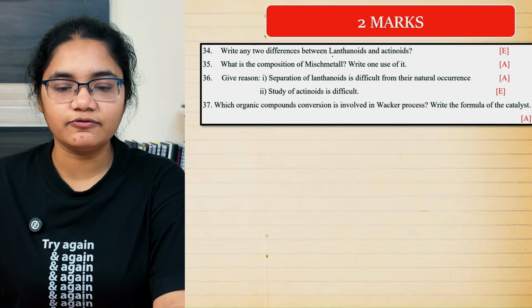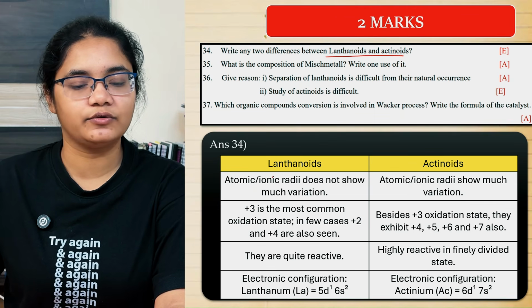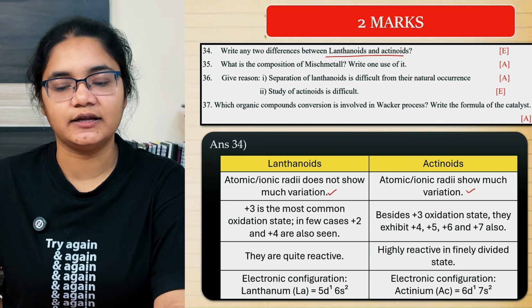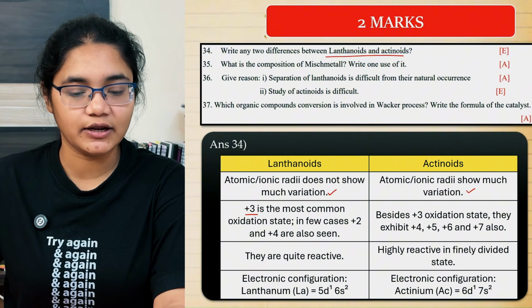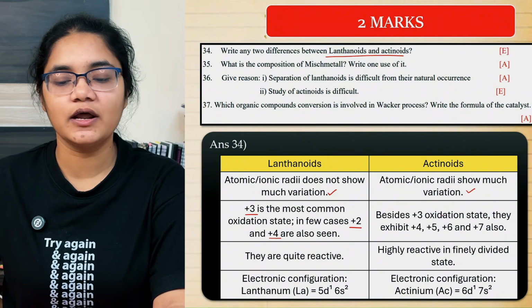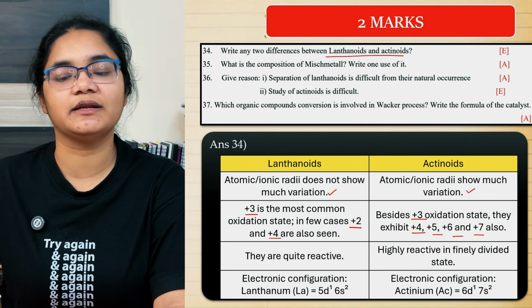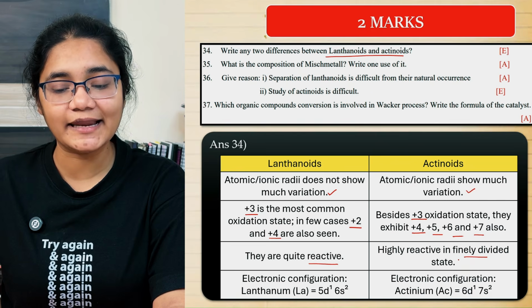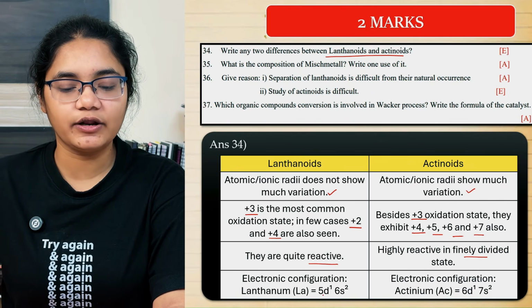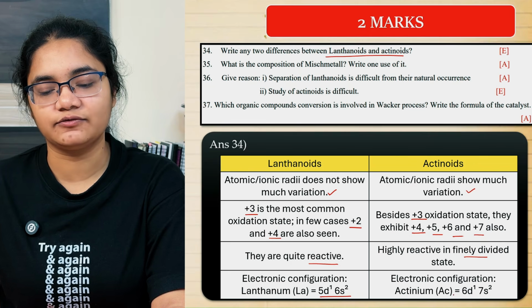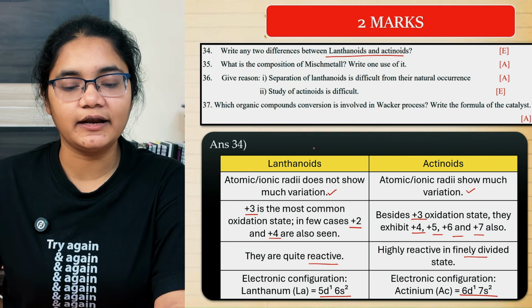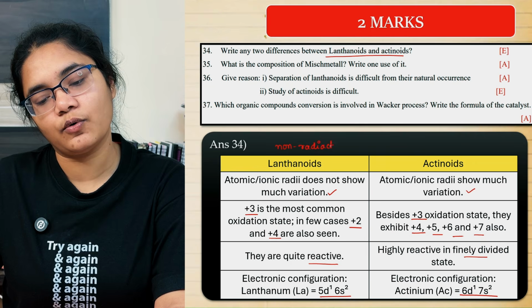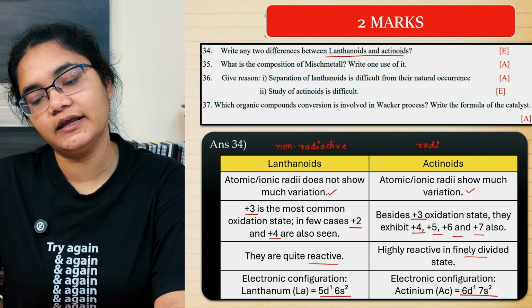Next, write any two differences between lanthanoids and actinoids. So there are so many differences, any two you can remember. Atomic or ionic radii does not show much variation here, whereas there is much variation in actinoids. Lanthanoids generally show +3 common oxidation state and sometimes +2 and +4, but actinoids show +3, +4, +5, +6, +7. So many oxidation states are shown. They are quite reactive, highly activated in the finely divided state. Electronic configuration of lanthanum is 5d1 6s2, whereas for actinium it is 6d1 7s2. You can write one more point here. Most of the lanthanoid elements are non-radioactive, whereas the actinoid elements are highly radioactive.